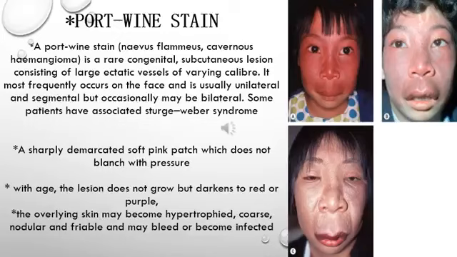The patients present with a sharply demarcated, soft pink patch which does not blanch with pressure. This differs from the capillary hemangioma. With age, the lesion does not grow, but it darkens to red or purple. The overlying skin may become hypertrophied, coarse, nodular, and friable, and may bleed or become infected. It's very apparent in these photos.